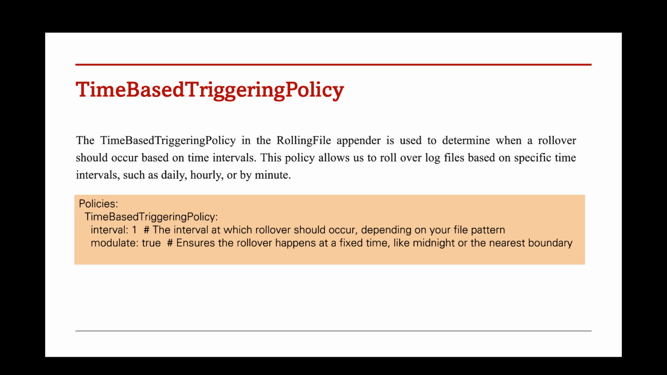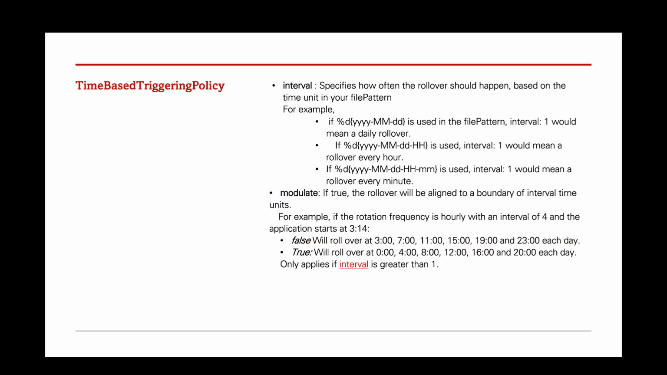The time-based triggering policy in the Rolling File Appender is used to determine when a rollover should occur based on time intervals. This policy allows us to roll over log files based on specific time intervals, such as daily, hourly, or by minute. Interval specifies how often the rollover should happen, based on the time unit in your file pattern. For example, if %d{yyyy-MM-dd} is used in the file pattern, interval 1 would mean a daily rollover. If %d{yyyy-MM-dd-HH} is used, interval 1 would mean a rollover every hour. If %d{yyyy-MM-dd-HH-mm} is used, interval 1 would mean a rollover every minute.